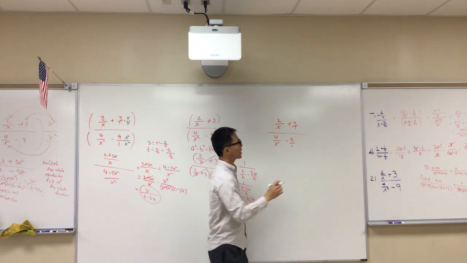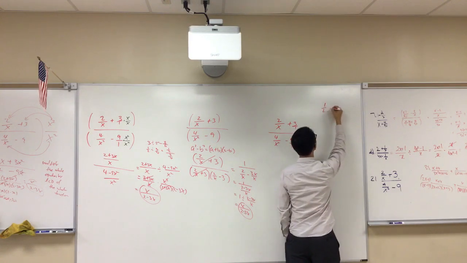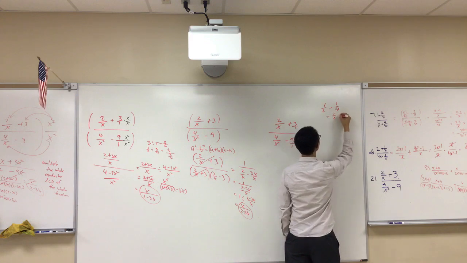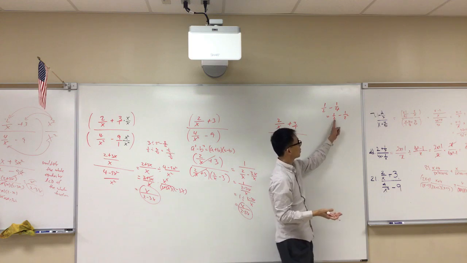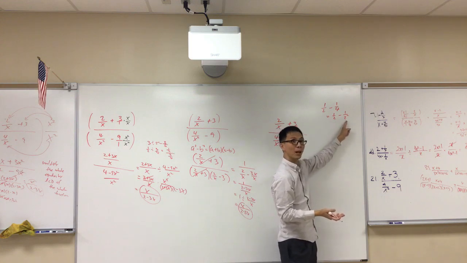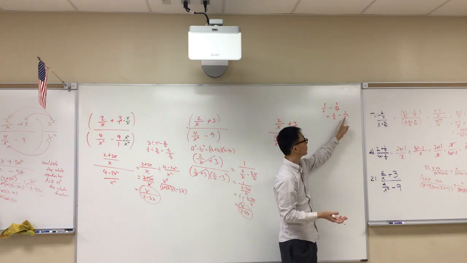So why do you think it's x squared? Think about it. 1 over 2 minus 1 over 4. This is equal to 1 over 2 minus 1 over 2 squared. So what's the least common denominator? It's 2, but it's not really 2. You're going to pick the higher one, right? 2 squared.